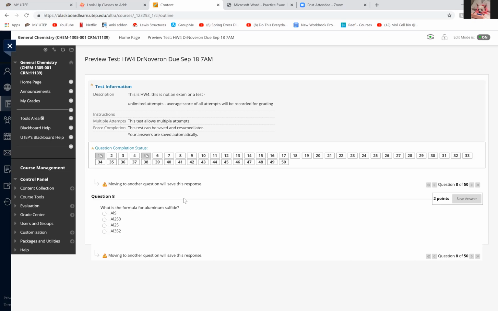Aluminum sulfide. Okay, so here, let's break this one down. So Al2S3 or Al2S. We have aluminum, right? Which has what kind of charge? +3. And then we have sulfur, or sulfide, which has what charge? -2. There you go. And then if we do the butterfly method, we just crisscross. That's going to be Al2S3. So there you go. Our answer is B.